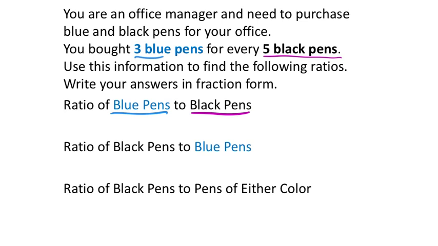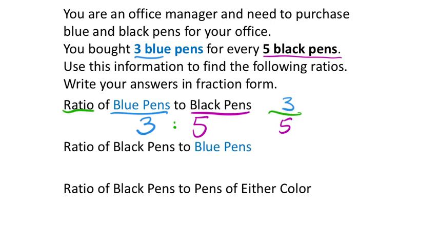So that means that right there, just with the numbers that were given, you have the 3 blue pens, that's for every 5 of the black pens. Now again, it is a ratio, so you could just put the dots between, but it did say it wanted it as a fraction, so it's a 3-to-5 ratio. There we go, 3-to-5. And this would be the fraction. Now, it says write your answers in fraction form. I guess it didn't say to simplify, but it is already simplified anyways.